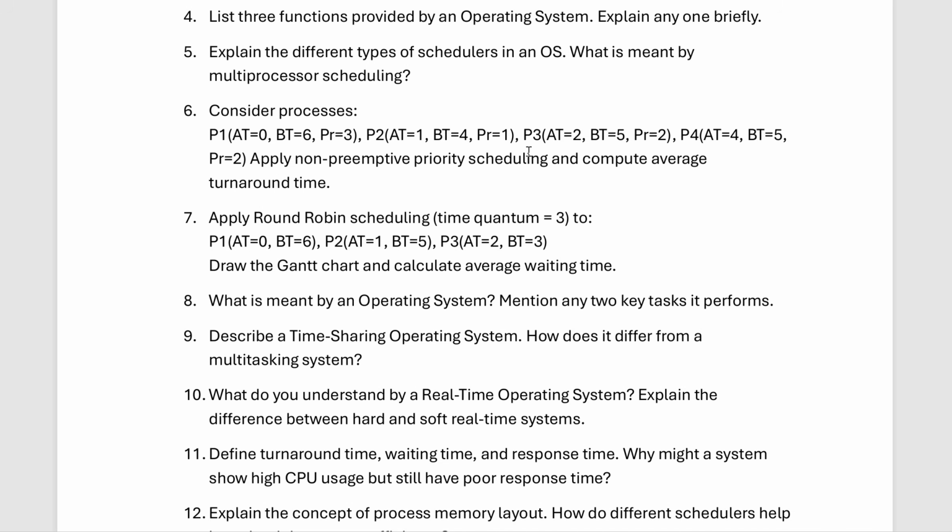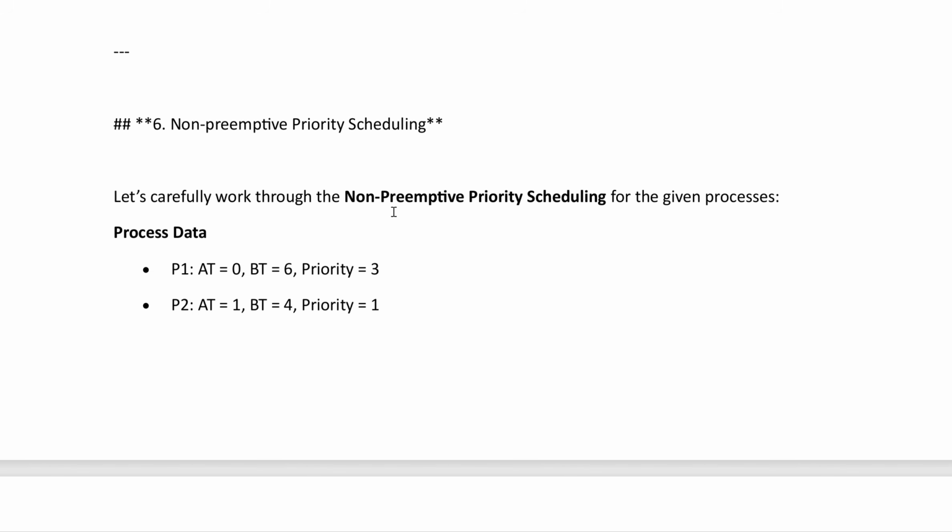Next question: consider these processes P1, P2, P3, P4, for which we are given arrival time, burst time, and the priority. We have to apply non-preemptive priority scheduling and compute the average turnaround time. The burst time is the time taken by the process to execute. Arrival time is the time at which the process arrives for execution, and priority has been given to us. So let us carefully work through the non-preemptive priority scheduling for the given processes.